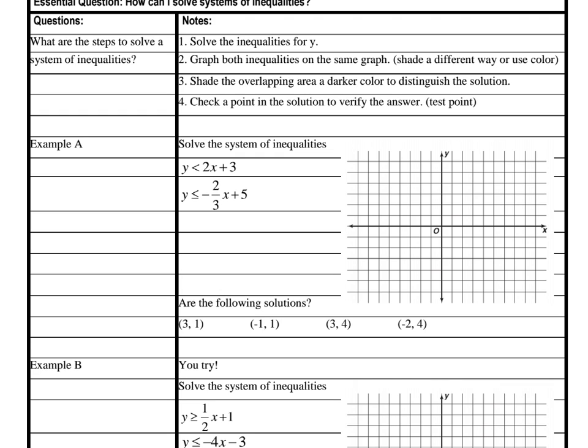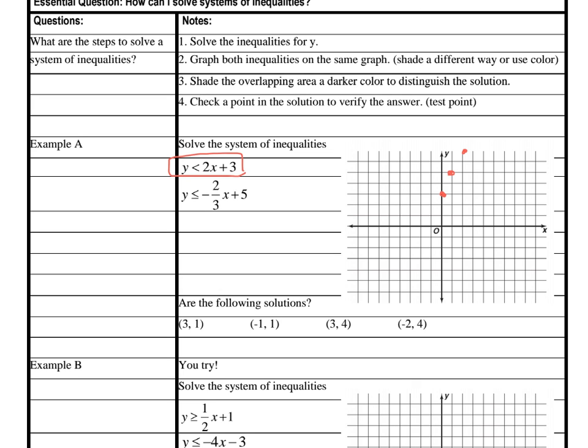Y is less than 2x plus 3, and I'm going to do this in red. So the plus 3 tells me I'm going to go up 3 from the origin. So here I go up 1, 2, 3. Next, our slope is 2, because that is what is with the x value. And our slope is 2 over 1. It's positive. So from my point that I just made, I'm going to go up 2 and then over 1. And I'm going to do it again, up 2 over 1.